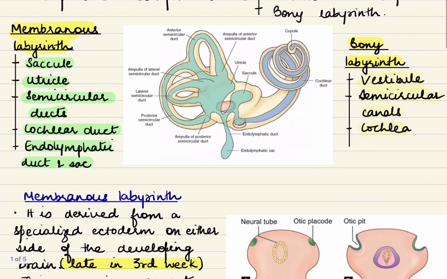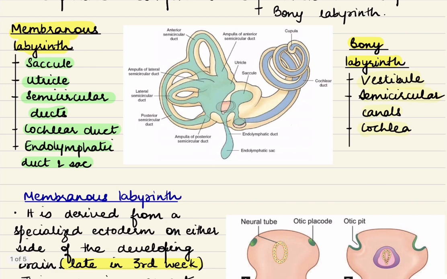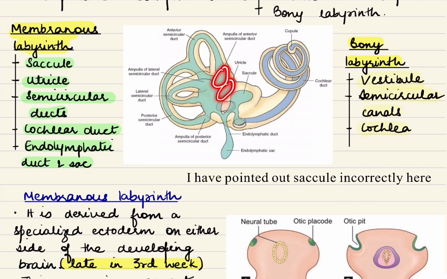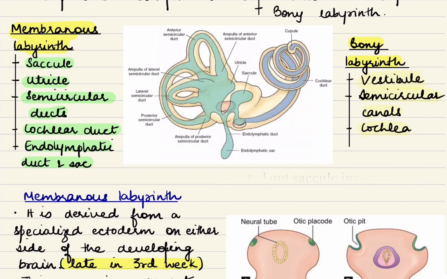Before proceeding to discuss the development of the inner ear, one should be very clear as to what are the parts of the membranous labyrinth and what constitutes the bony labyrinth. As you can see in this diagram, the parts depicted in green and blue color are the parts of the membranous labyrinth. So utricle, saccule, the three semicircular ducts and the cochlear duct along with the endolymphatic duct and sac are the parts of the membranous labyrinth.